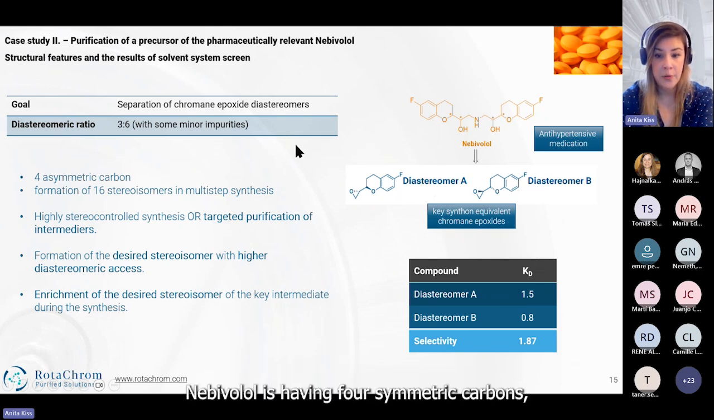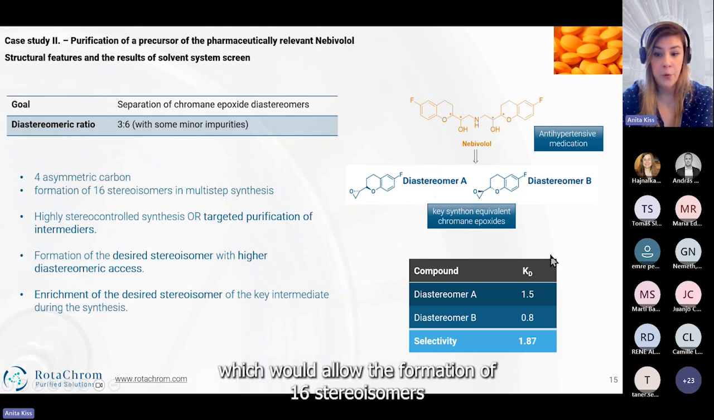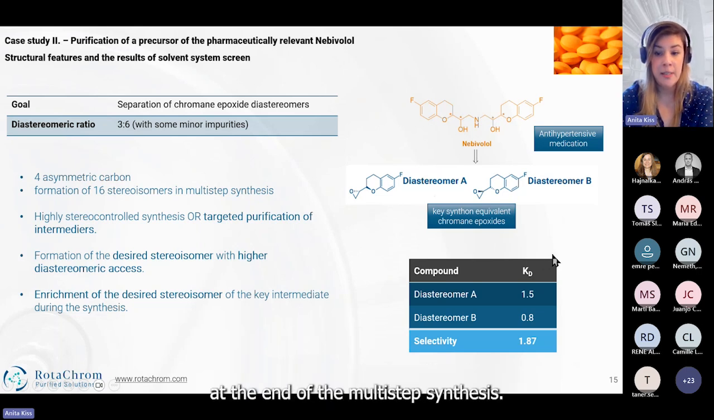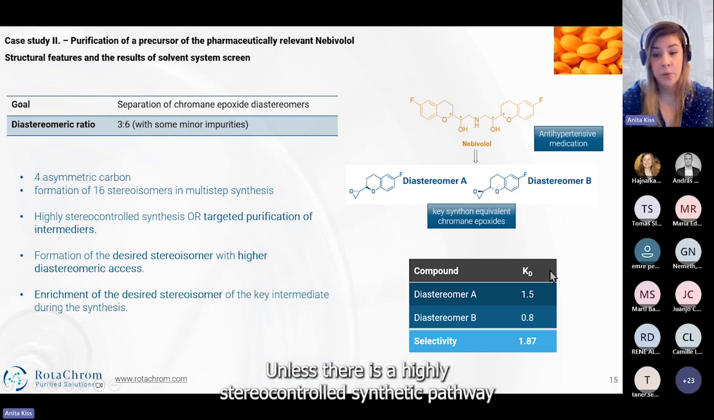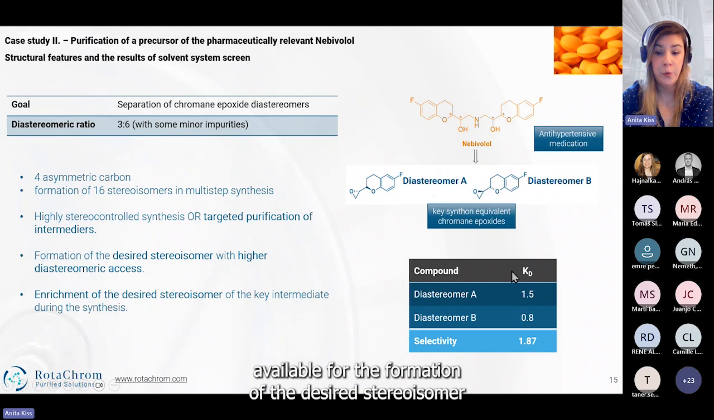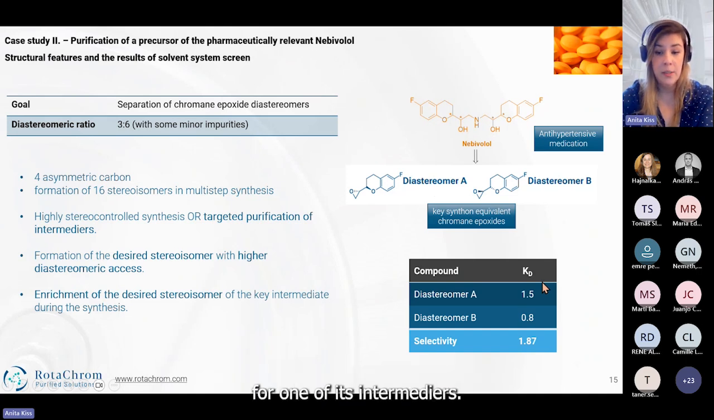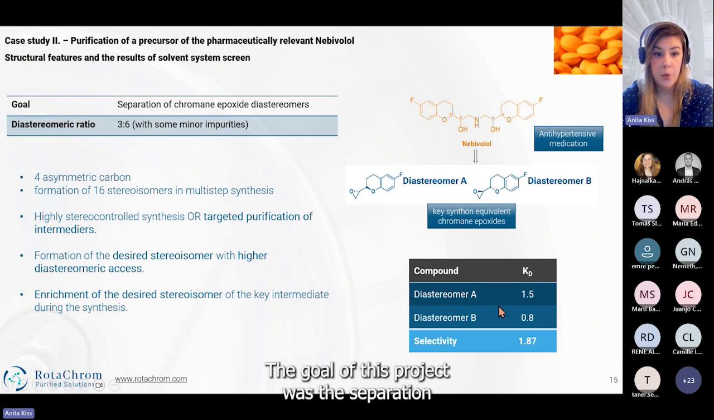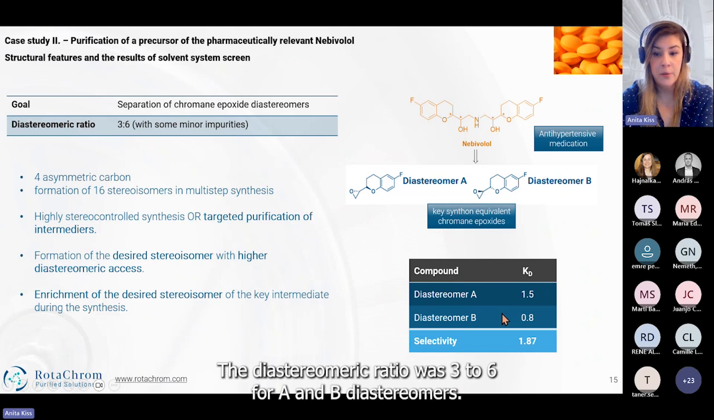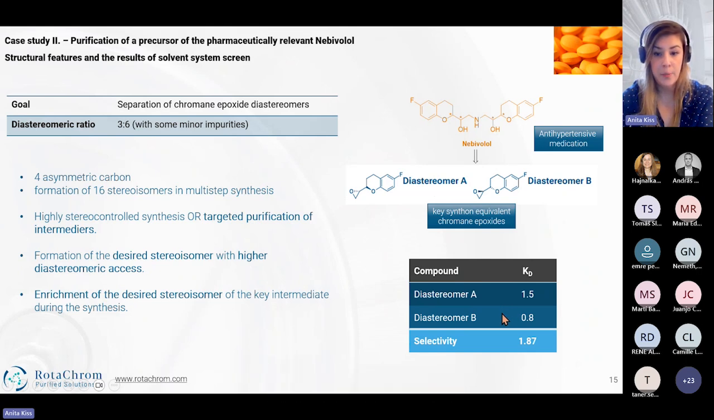Nebivolol has 4 asymmetric carbons, which would allow the formation of 16 stereoisomers at the end of the multi-step synthesis, unless there is a highly stereo-controlled synthetic pathway available for the formation of the desired stereoisomer with higher diastereomeric excess, or if there is any targeted purification for one of its intermediates. The goal of this project was the separation of the chroman epoxide diastereomeric pair. The diastereomeric ratio was 3:6 for A and B diastereomers.